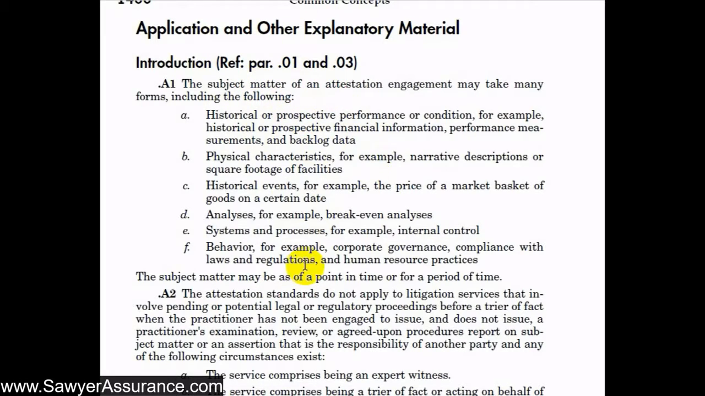So anyway, some examples of these might be historical or prospective performance or condition. For example, historical or prospective financial information, performance measurements, and backlog data. So for instance, management might have told him that the company returned a certain amount of money or a certain return, and so we would go in and confirm whether that's true or not, and we would tell the owner yes or no, it's accurate.